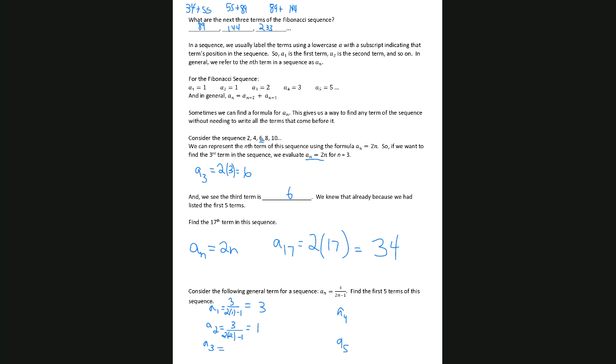So a sub 3 is going to be 3 over 2 times 3 minus 1. So 2 times 3 is 6, and 6 minus 1 is 5, so this one ends up being 3/5. So far my sequence is 3, 1, 3/5. And if you find a sub 4 the same way, you're going to get 3/7. And if you find a sub 5 that way, you're going to get 3/9. And 3/9 will reduce to 1/3.